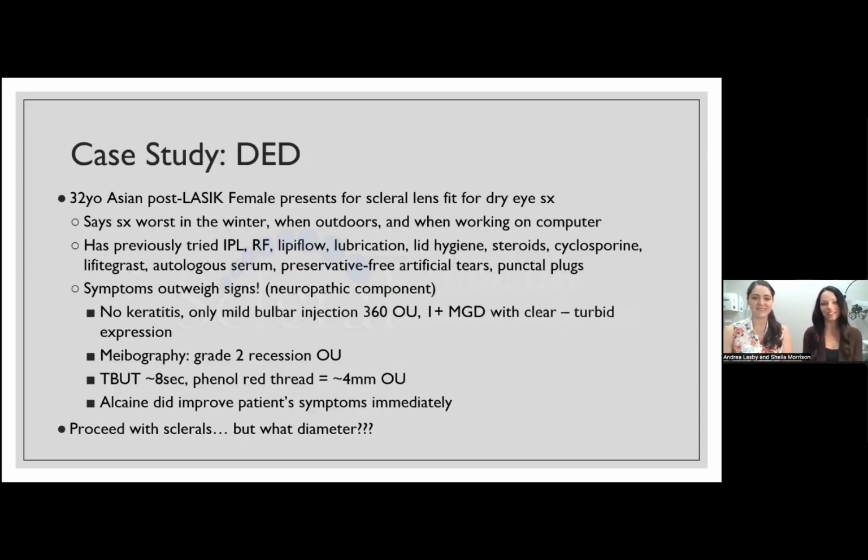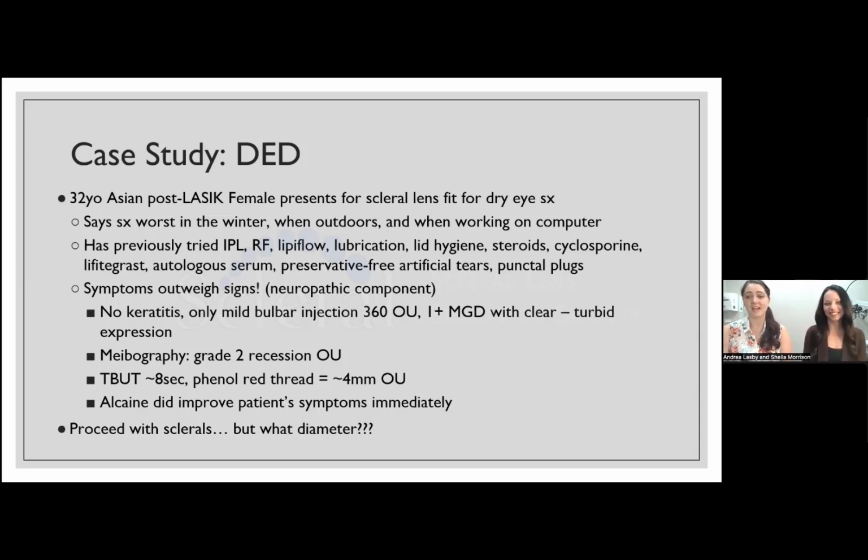So yeah, we're going to jump into our first case here. We've got cases spotted throughout this, so we can go over real life sort of things. This was a 32-year-old post-LASIK female patient who was coming in for dry eye symptoms. Her symptoms are really bad in the wintertime. Obviously, it's winter for a long part of the year in Canada, so that's a problem, especially when she's outdoors.